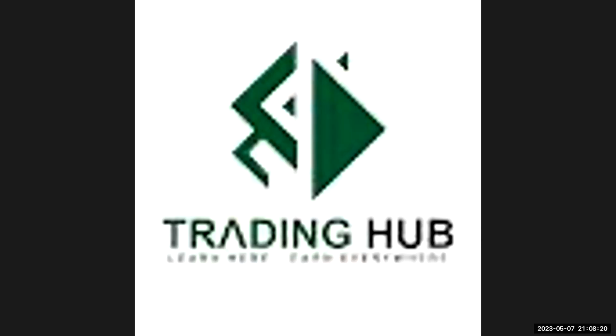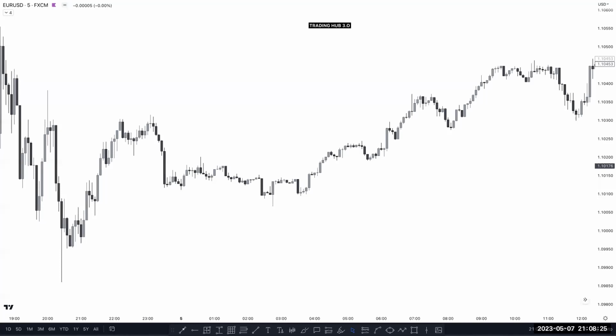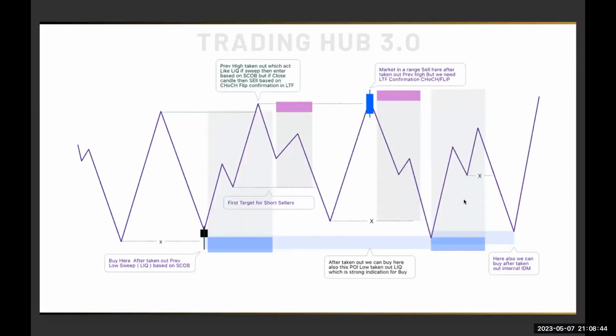Okay, the next diagram. In this case, you can see this is our ranging market diagram. In this case, you can play in two possible scenarios. First one is you have to always wait for taking out the main high or low. Then you can take entry.